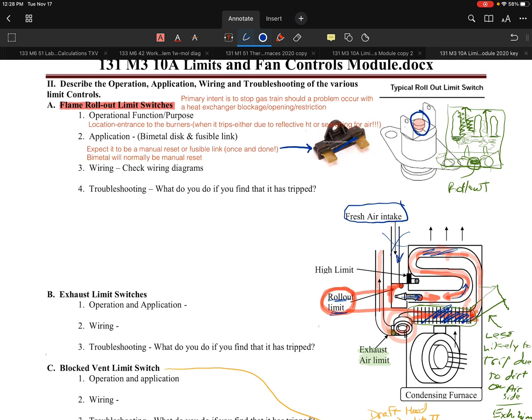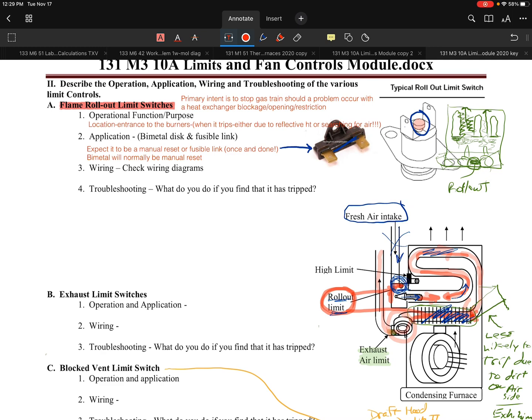In my Blackboard folder, I have a video that will show what it looks like, or what it could look like on some systems. Obviously, every system can be slightly different, but that's one of the big things we look at. As a general rule, the only thing that will protect you from some sort of internal blockage in a heat exchanger is this manual rollout limit. There are appliances nowadays that can detect a blockage via the pressure switches, but a majority of them do not. So let's take a look further at this.